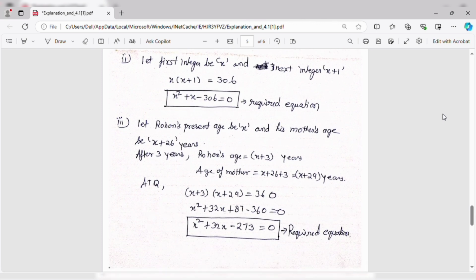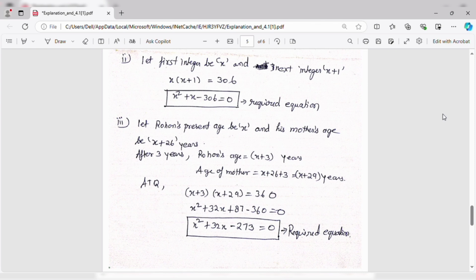Second part of this question is, product of two consecutive positive integers is 306. We need to find the integers. Since the integers are consecutive, consecutive word here means one after the other, so integers would be x and x plus 1. And their product is 306. So we will get the equation x square plus x minus 306 equals 0. This is the required equation.